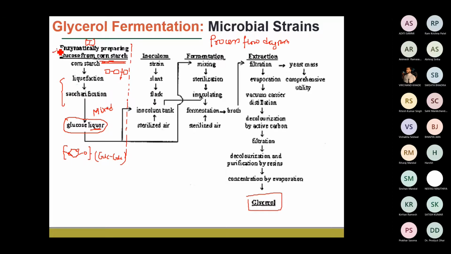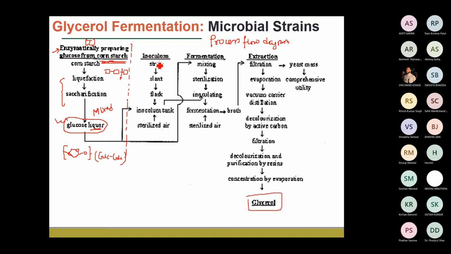Generally we use different enzymes. We have already seen the enzymes that are being used. If you want to convert cellulose to glucose, we have a cellulase enzyme. If you have starch, we have a different enzyme. Similarly, if you have lactose, you have different enzymes, and so on. Depending upon your initial substrate, you can select a particular enzyme for the conversion of that polysaccharide to glucose derivatives.